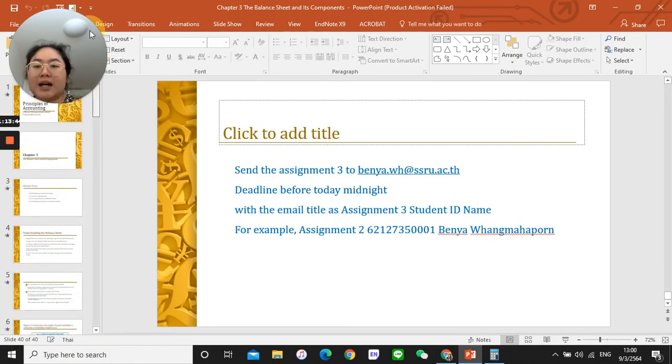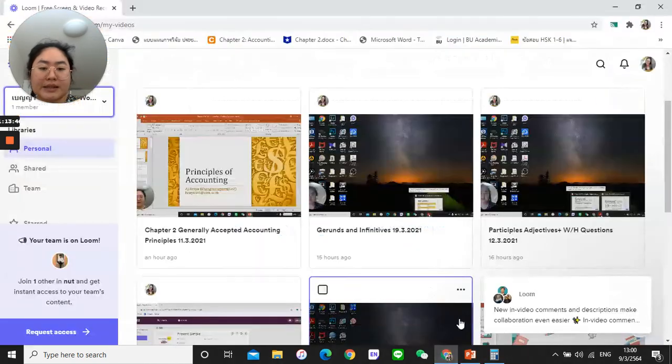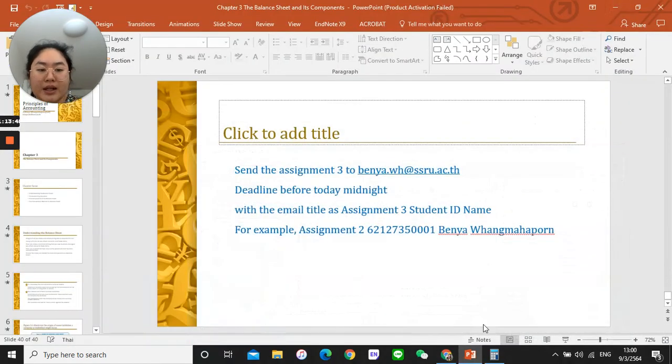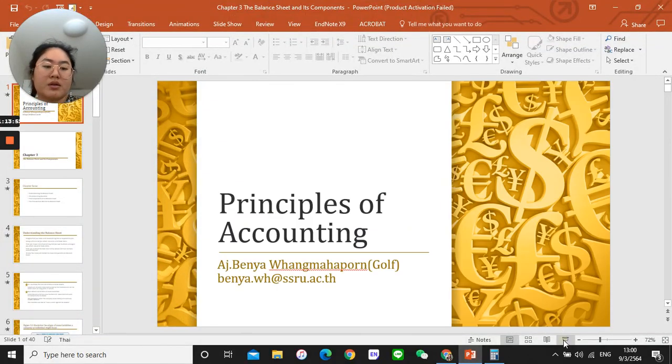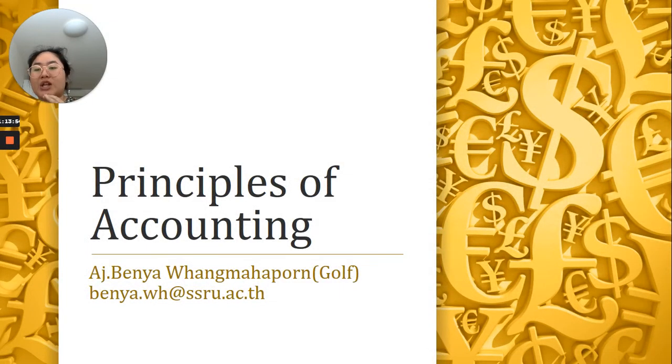I think this is complete for this chapter. This chapter is about the balance sheet and its components, what they show on the balance sheet and how they are calculated and valued, each one in the components of the balance sheet. So this one is chapter 3. That's all for today.